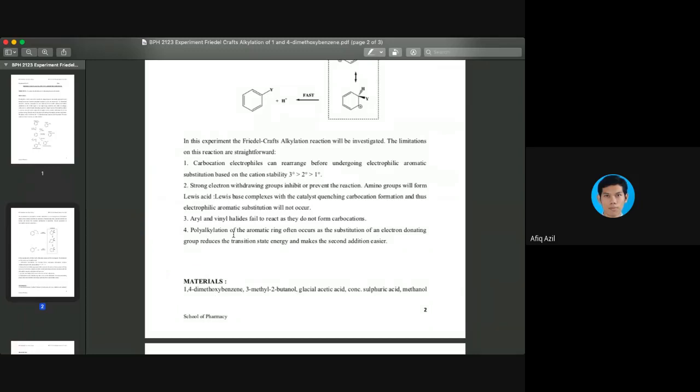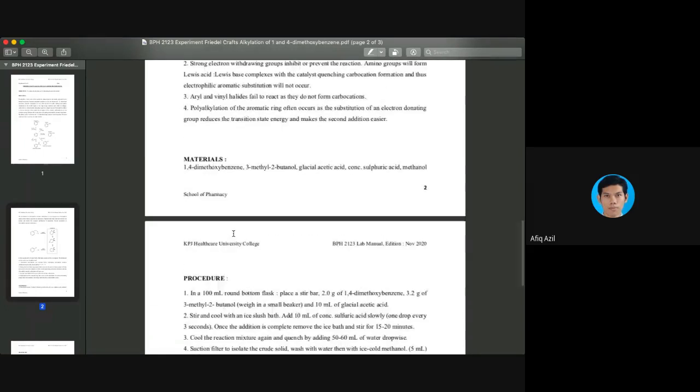And then polyalkylation, meaning that it does not stop with one substitution only, so it will keep on substituting. Once you get the product, that product will become the starting material again, so that another hydrogen will be substituted. All of this can be overcome by opting for an acylation reaction instead of alkylation. But for this experiment, alkylation is actually doable.